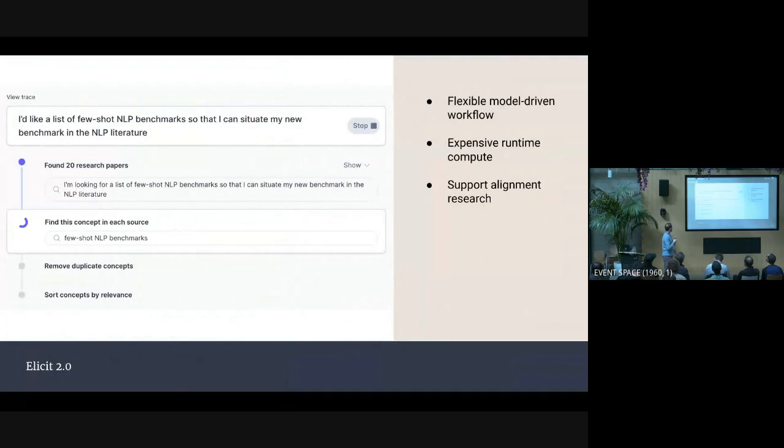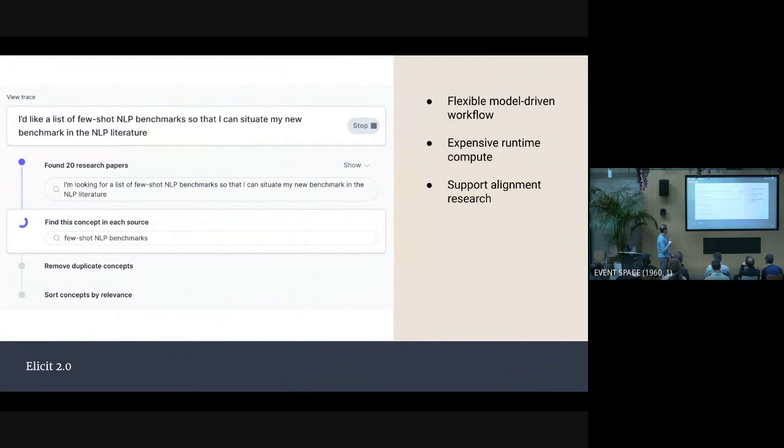So we're currently writing a new version of it that's much more flexible. You enter a question like, I want to make a list of all few-shot NLP benchmarks, and then what you would like to happen is the model goes out and says, okay, I need to find research papers, issues a query, then for each of the papers, I need to find where it talks about those benchmarks, and then do additional steps potentially: there's some duplication, how do I merge relevant concepts, how do I sort the concepts so that the most relevant ones are first. That's the general context of our work.